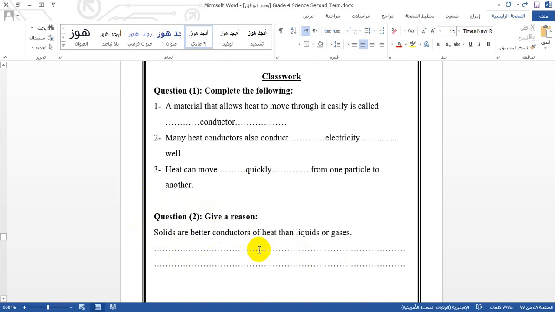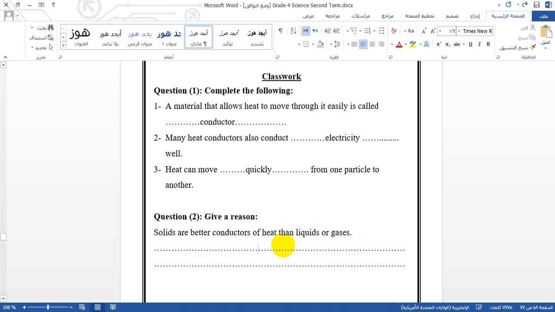But if I give you another example, why is iron a better conductor than wood or plastic? Because, I told you, the particles vibrate more freely than the particles of other solids. That's what I mean. So here, why are solids much better than gases and liquids as a conductor? Because the particles, okay?